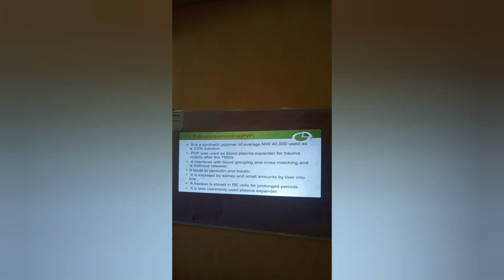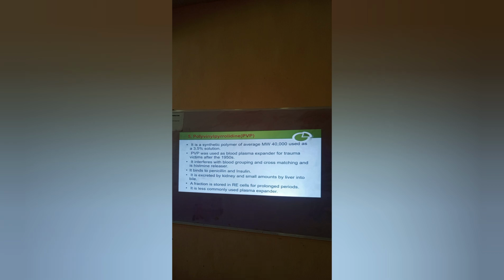The next one is polyvinylpyrrolidone, that's PVP. It is a synthetic polymer of average molecular weight 40,000, used as a 3.5% solution. Polyvinylpyrrolidone is a polymer formed from the monomer vinylpyrrolidone. Vinylpyrrolidone is a compound that contains vinyl and pyrrolidone.